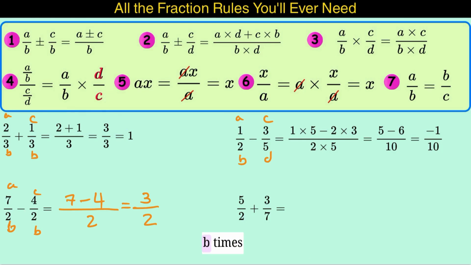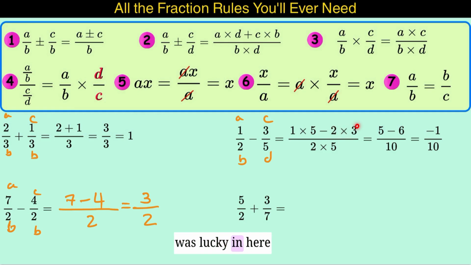Okay, B times D, which is 2 times 5. At the top, here I will do the cross. So A times D, which is 1 times 5, minus. If I have plus, I will put plus in here. Then I have C times B. C, which is 3, then B is 2. Remember, here I put 2 minus 3.